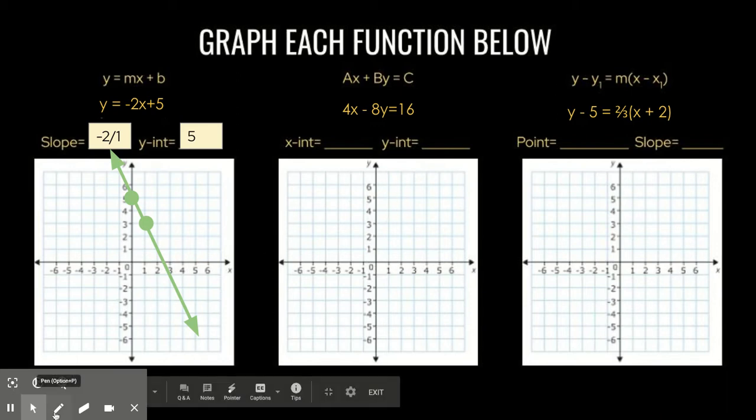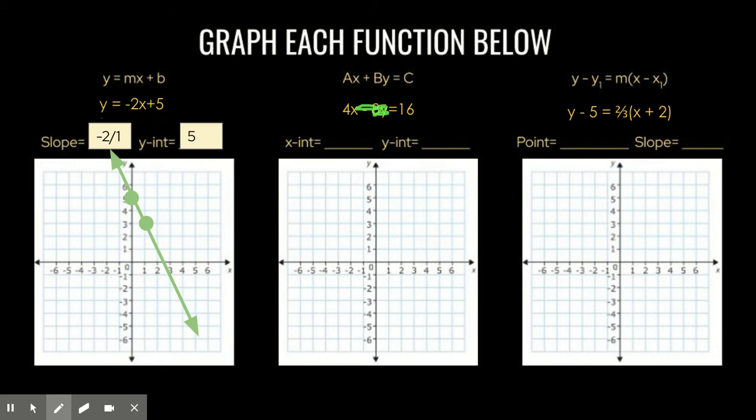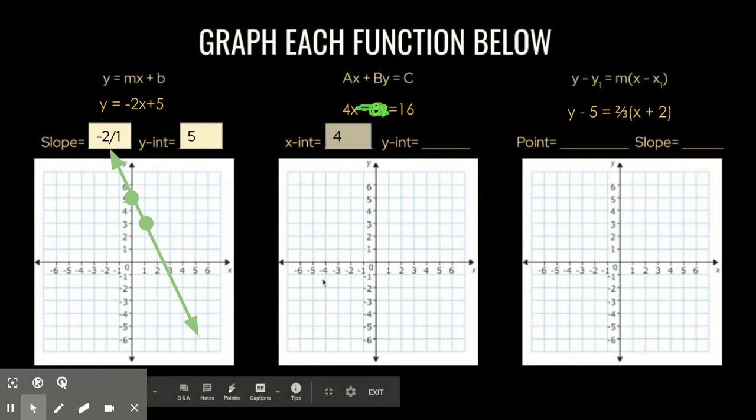Over here, you're going to act like you are crossing out the y's. So you have 4x equals 16. You're going to divide by 4 on both sides, and that gives you x equals 4.